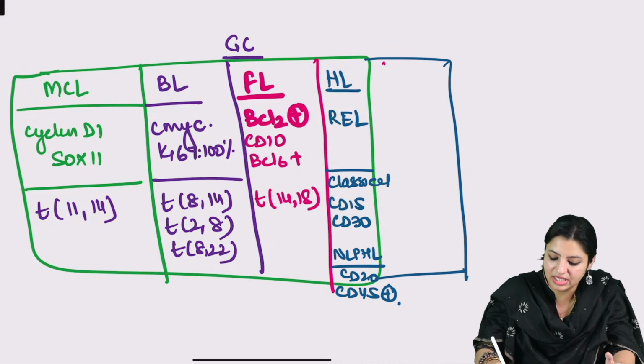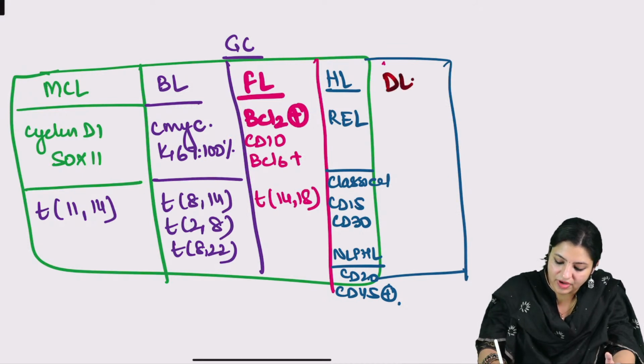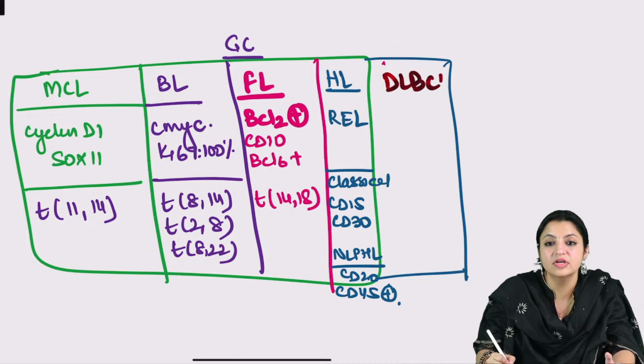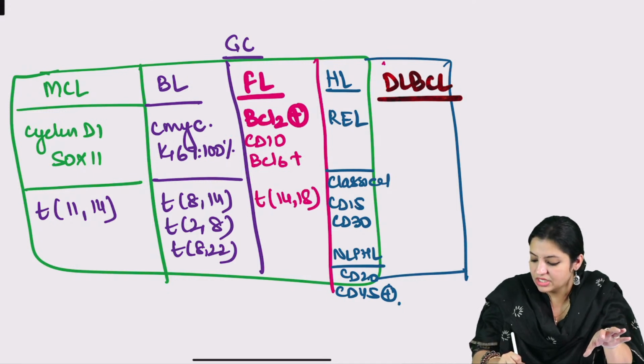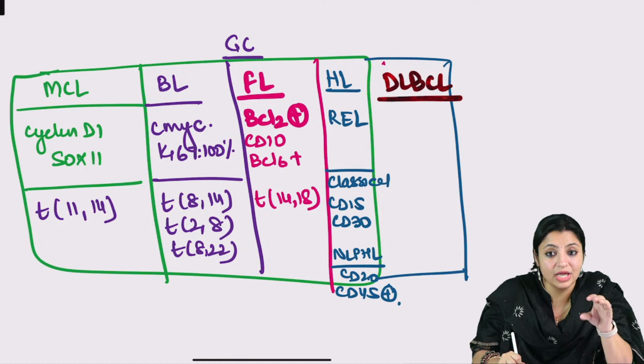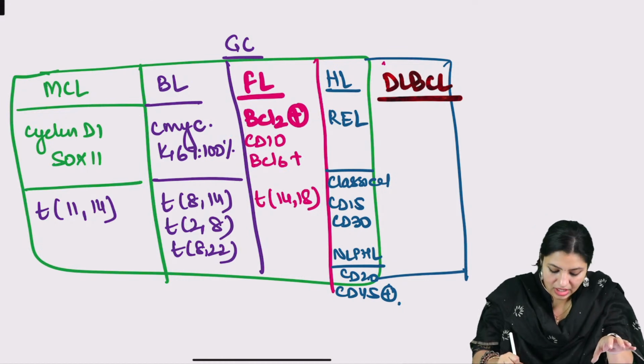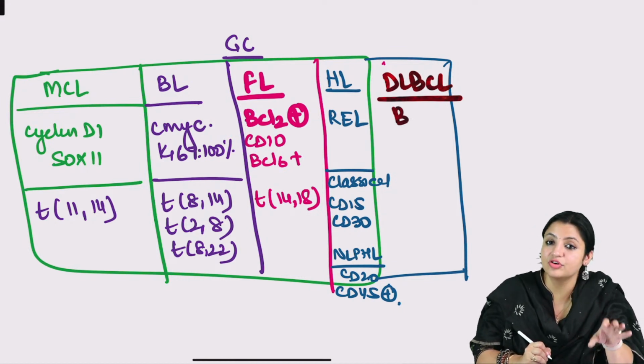See, whenever the ALCLs are positive for ALK, the translocation is always 2-5, and if they are ALK positive, this gives them a good prognosis because you can give targeted therapy against ALK and you can treat these patients. That is why it's becoming super important to diagnose if they are ALK positive or not. So all ALK positive tumors always have a good prognosis.